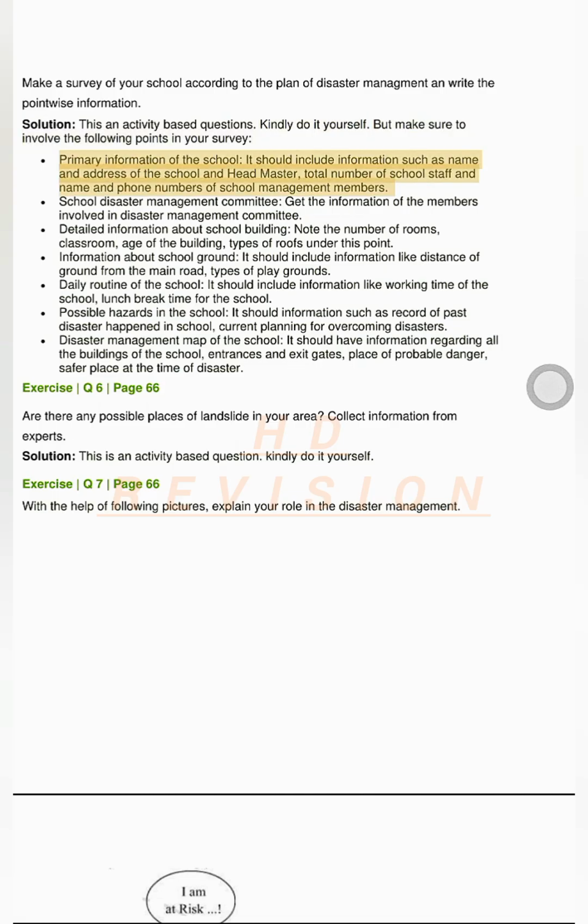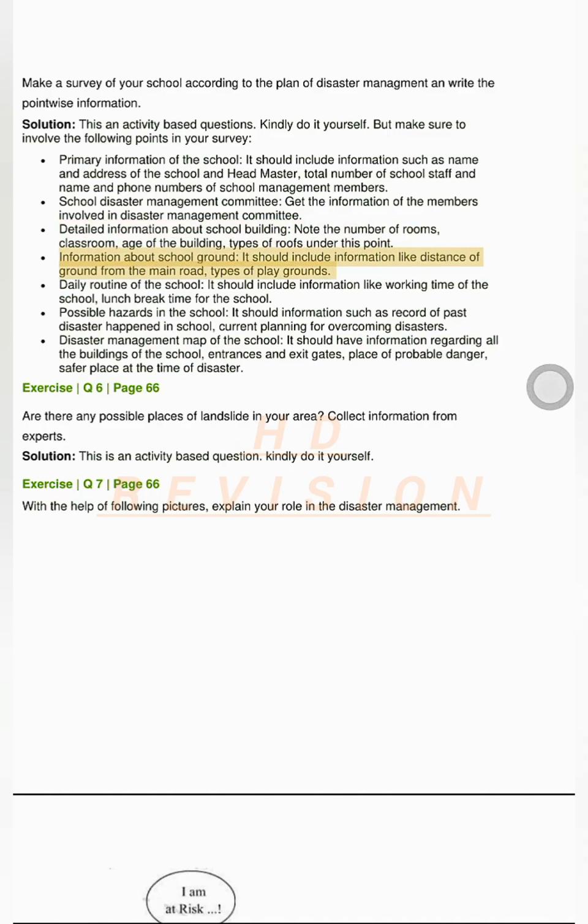Primary information of the school. It should include information such as name and address of the school and headmaster, total number of school staff, and names and phone numbers of school management members. School Disaster Management Committee. Get the information of the members involved in the Disaster Management Committee. Detailed information about the school building. Note the number of rooms, classrooms, age of the building, and types of roofs under this point.